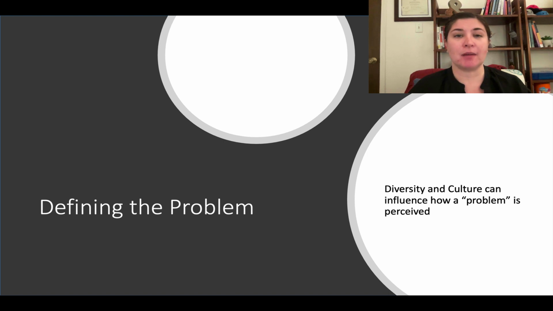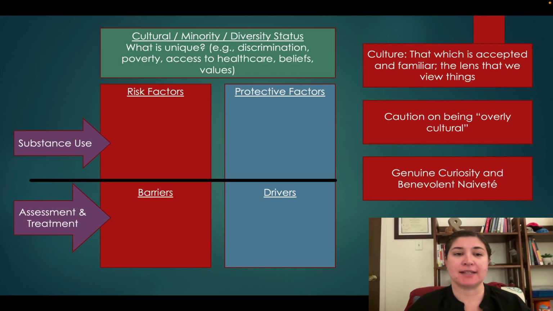So, when we're defining the problem, diversity and culture can influence how that problem is perceived. And so, it's important to ask your client questions to see how their problem is perceived within their culture. Here's a helpful graph of how you could look at somebody's culture when it comes to their substance use and assessment for treatment. Identifying what is unique for risk factors for substance use, as well as what are the barriers for treatment in this population. What are the protective factors in this culture, as well as the drivers that drive them towards assessment and treatment? That which is accepted and familiar allows them to look at the lens that they view things, and you can use that as leverage in your assessment and treatment.